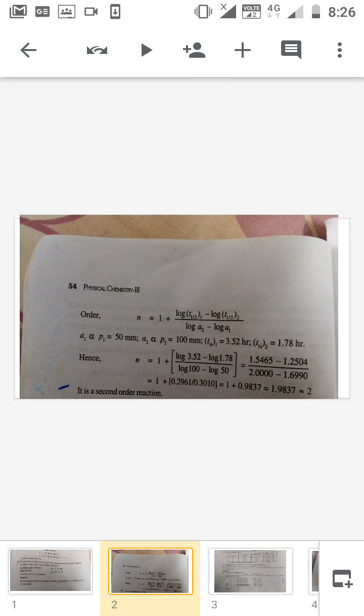Then A1 is given as pressure 50 mm and A2 is given as 100 mm. T half 1 is 3.52 hours and T half 2 is 1.78 hours. So with direct substitution, we will get the answer as 2.